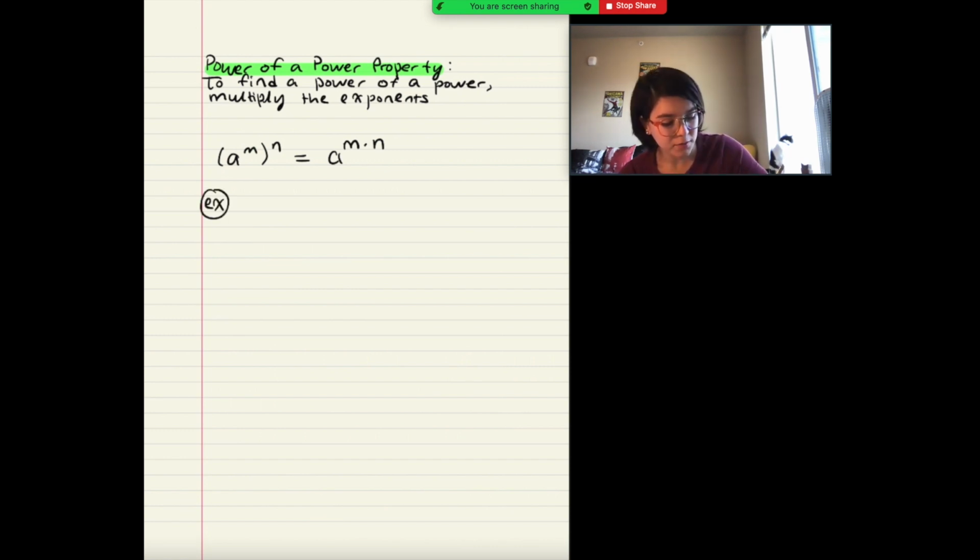So for example, if we have 2 squared to the fifth. Well, since we have 2 squared inside our parentheses, we'll want to multiply our exponents. So we'll keep our base 2, but then we'll multiply our exponents. 2 times 5. So this would be 2 to the 10th.